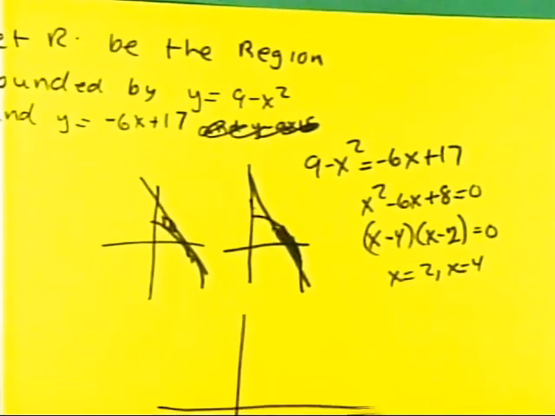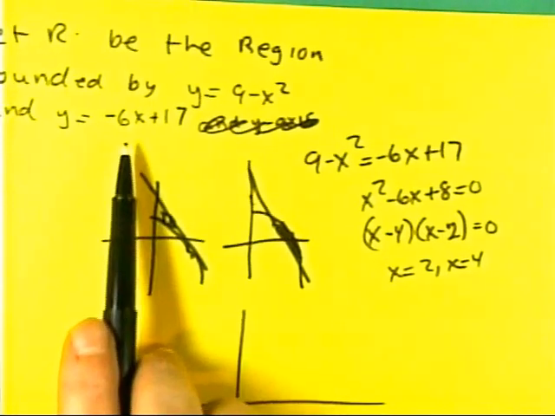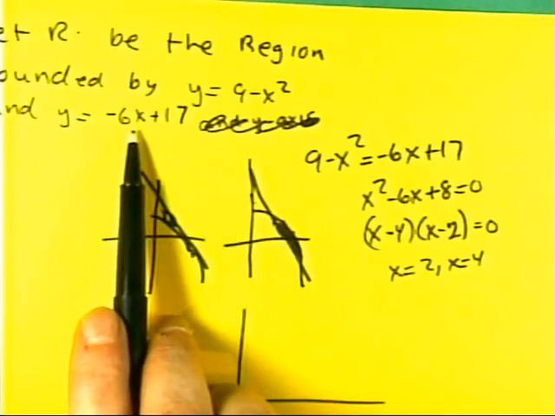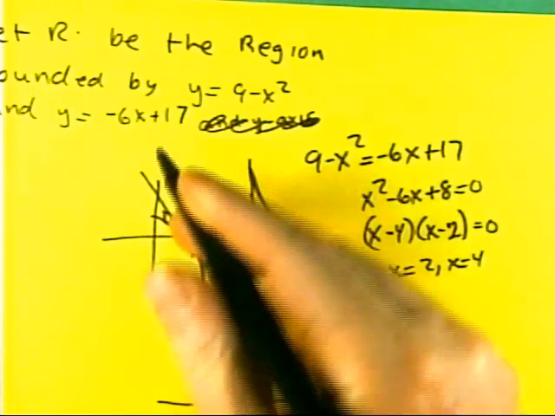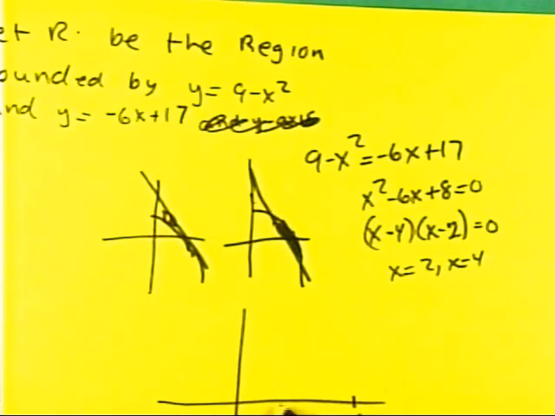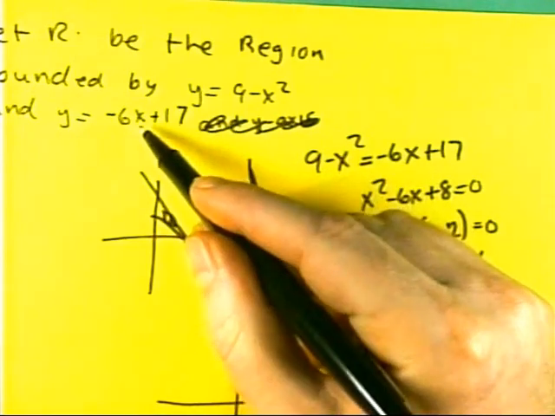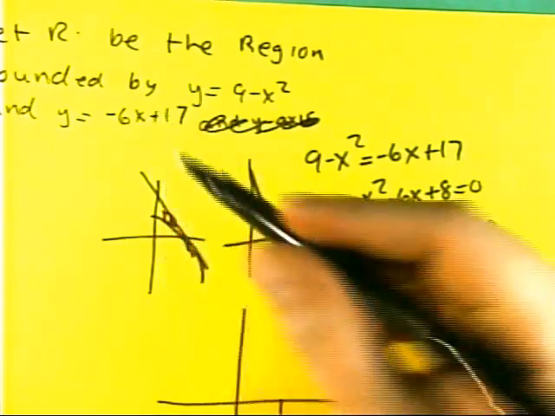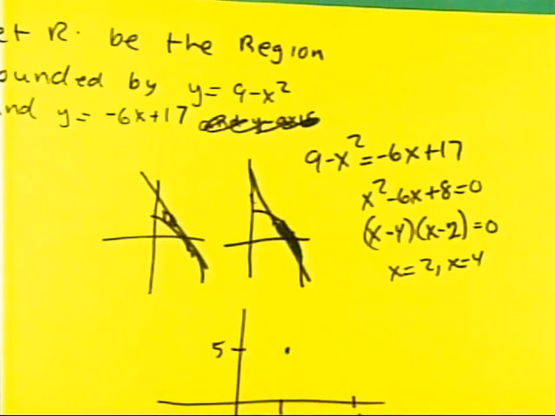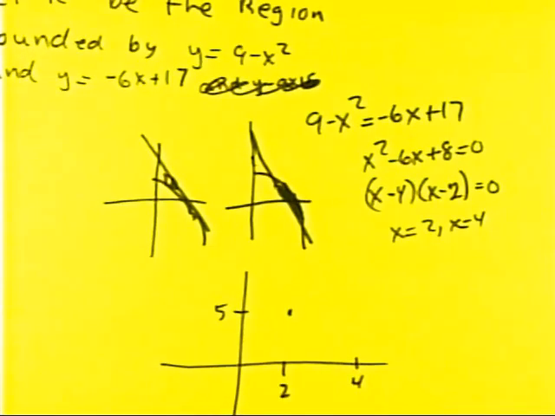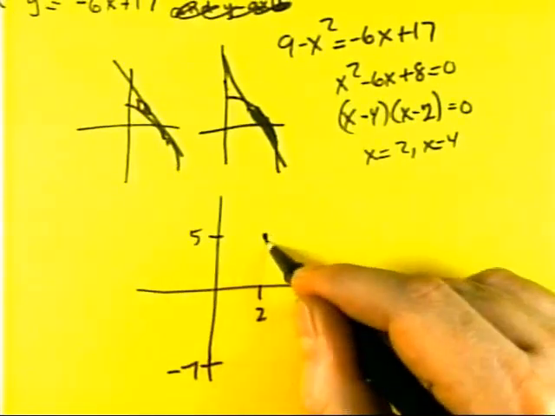So this is what I would do. I'd find out where they meet on the line. When you plug in 4, you get negative 7, and when you plug in 2, you get 5. So this is where it's easy to draw the line. I hope I'm not confusing you. It's easy to draw the line, so it looks like this.